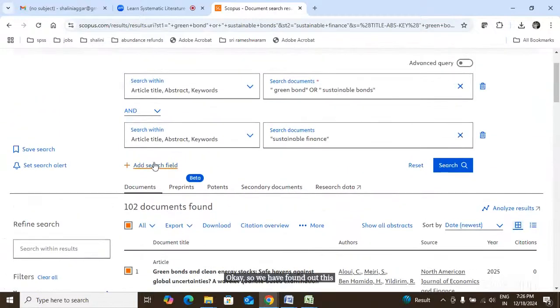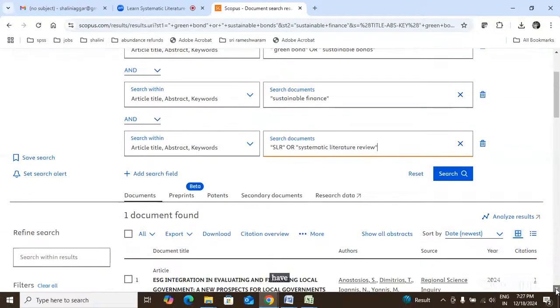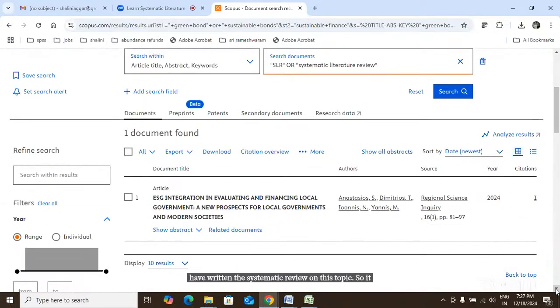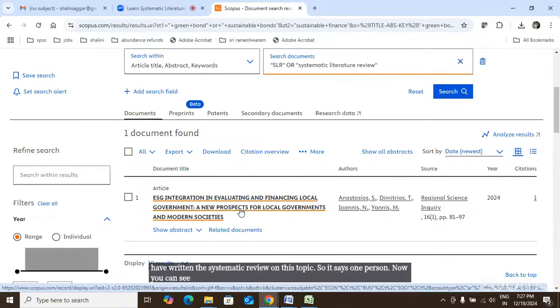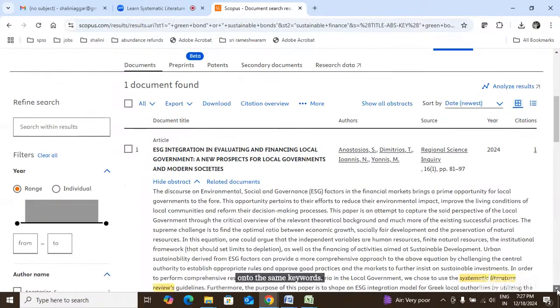Okay, so we have found this. Now you can add one more search string. Let's say we want to see how many people have written an SLR on this topic as well. So let me put systematic literature review and see how many previous papers there are. It says one person. Now you can see this person has also written an SLR on the same keywords.